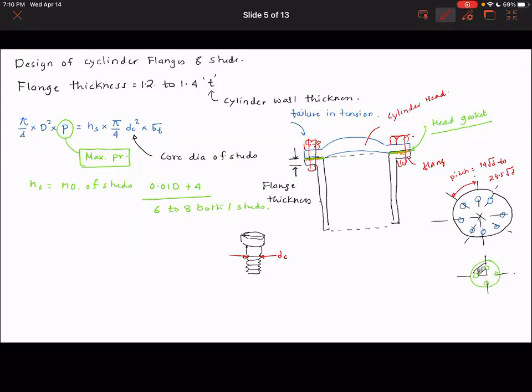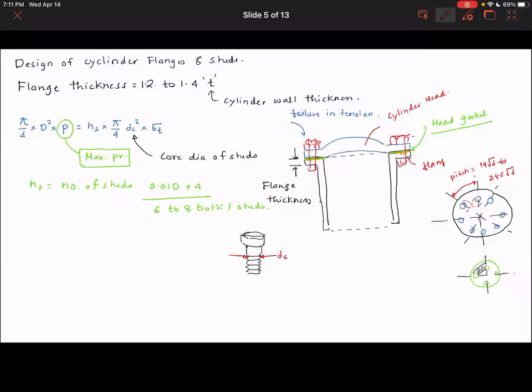And why is this required? Because think about it. If these two studs are very close to each other, you will have some sort of an overlap and the pressure is not going to be uniform. If they are too far apart, then the pressure would be low. So this is a design guideline that we can follow to make sure that the joint is leak proof.